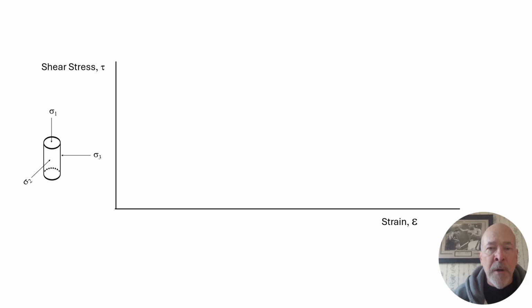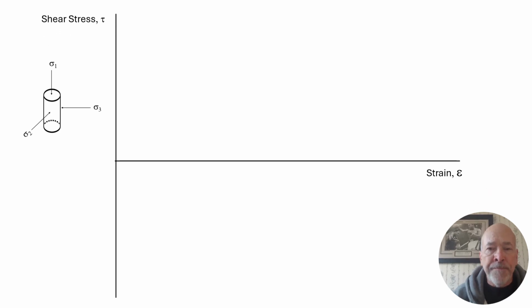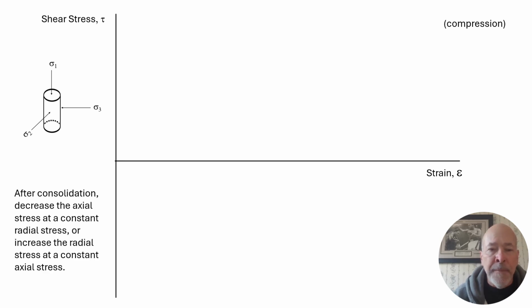Let's make a little bit of room at the bottom. We will have compression at the top. That's the normal thing that we've been talking about through all these lessons. And then we can also have extension. Now, extension is kind of a funny name for it because we're not actually stretching the sample, but you can have an extension test after consolidation if you decrease the axial stress at a constant radial stress or increase the radial stress at a constant axial stress.